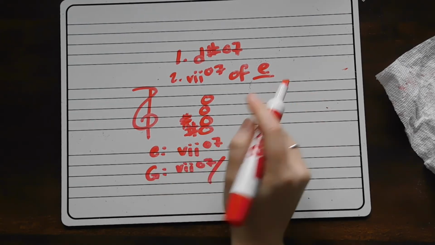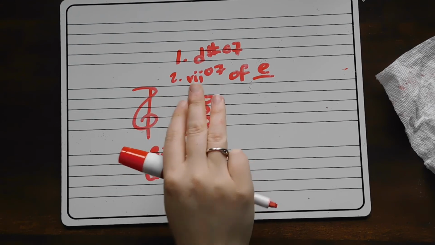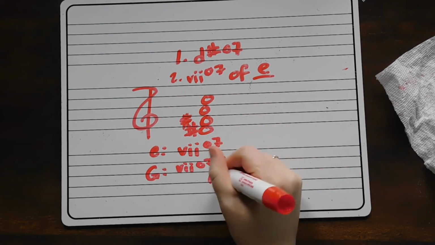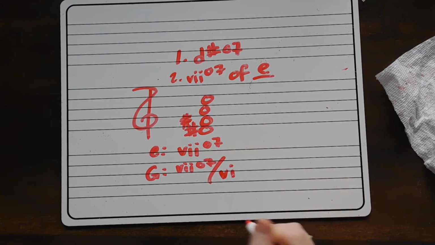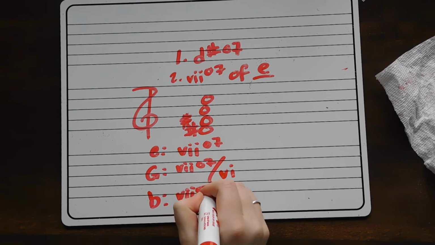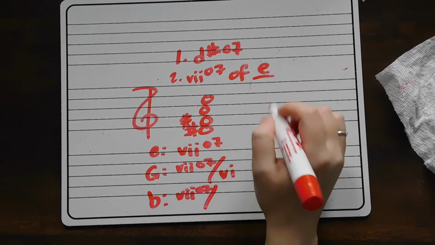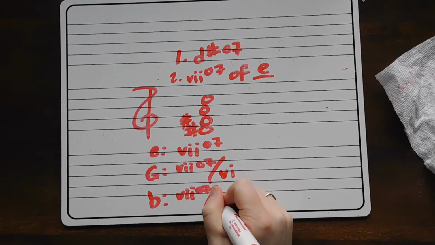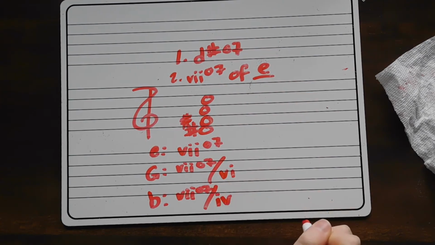What is E in G? G, A, B, C, D, E. It's going to be a 6, right? Okay. Or if we're in the key of B minor, it's going to be a 7 of, again, count up to E from B. B, C, D, E, right? So that's a 4. Boom.